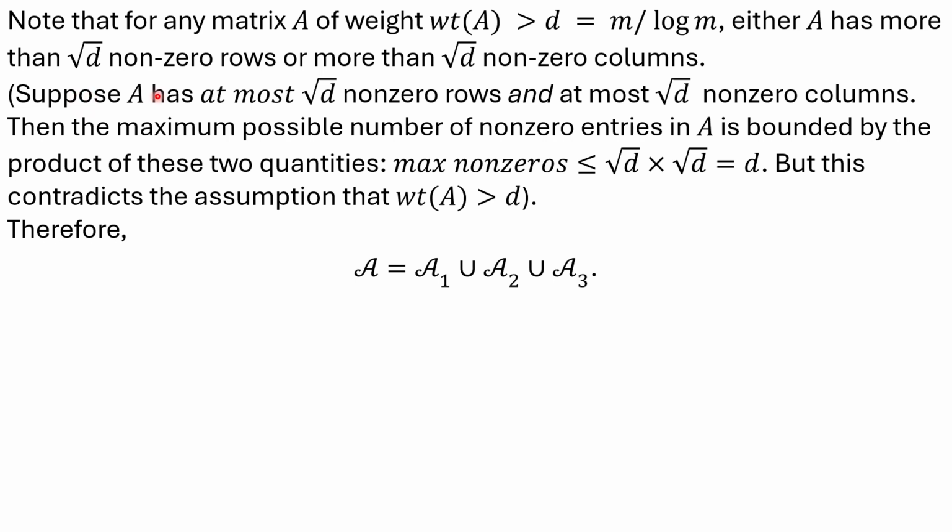Suppose A has at most root D non-zero rows and at most root D non-zero columns. Then the maximum possible number of non-zero entries in A is bounded by the product of these two quantities. So the maximum number of non-zero entries will be D. But this contradicts the assumption that the weight is greater than D. Therefore, A is exactly A1, A2, and A3 together.